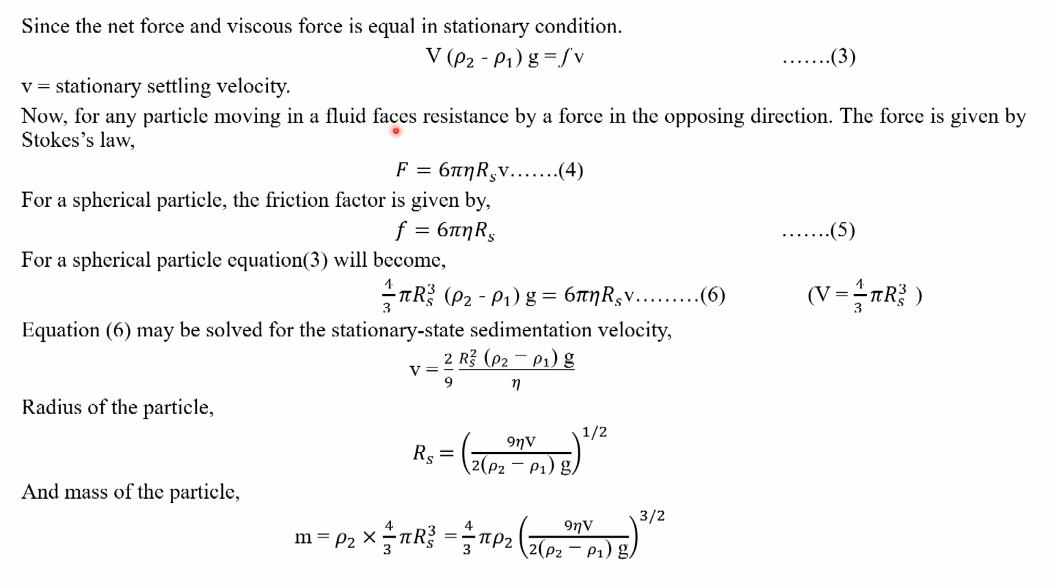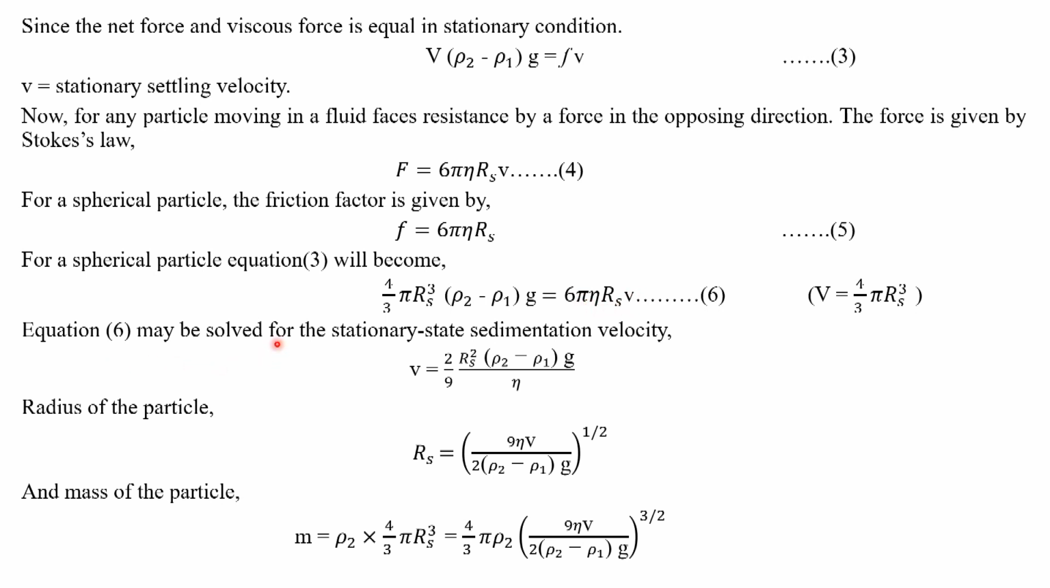Now any particle moving in a fluid faces resistance by a force in the opposite direction. The force is given by Stokes law. F is 6 pi eta rs times v, where eta is the viscosity. So for a spherical particle, the friction force is given by F is 6 pi eta rs. For a spherical particle, equation 3 becomes, with volume 4 by 3 pi rs cubed, 4 by 3 pi rs cubed times (ρ2 minus ρ1) times g. It has to be equal to Fv. So F is this one, 6 pi eta rs times v.